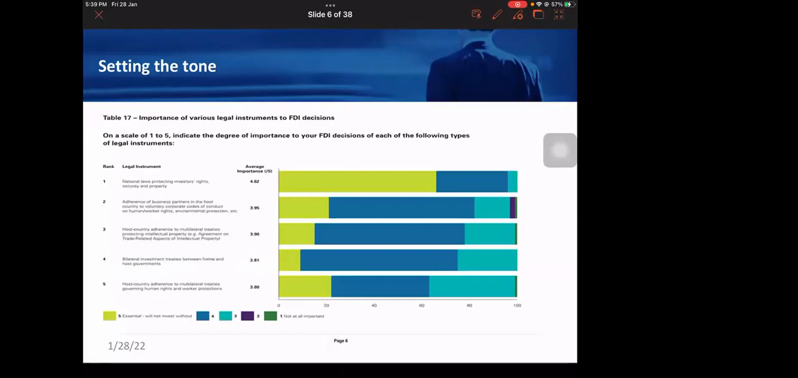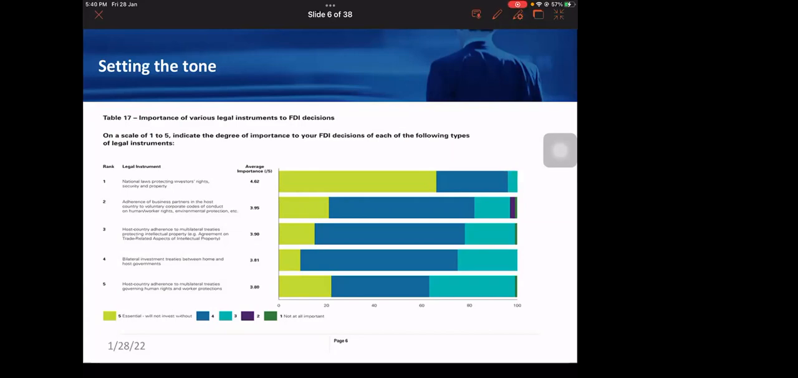Now, on that same note, the same survey also indicates what is important when you want to do an FDI. What are the types of legal hallmarks, classifications, or factors that you will attribute to? Again, multilateral treaties come in third rank, with almost 3.9 out of 5 importance. But what is very startling here is that national laws play a major role.